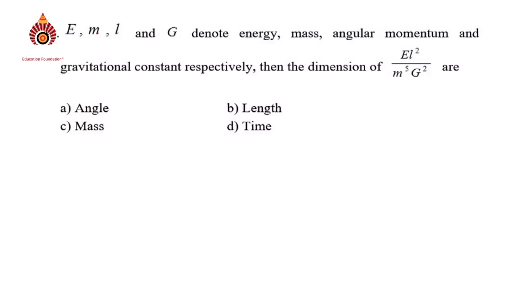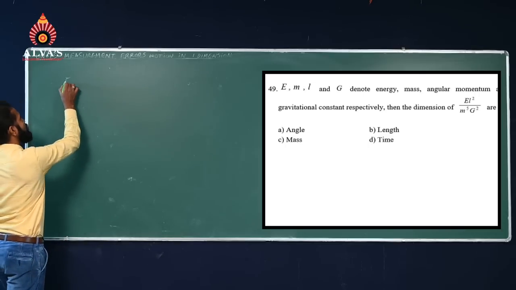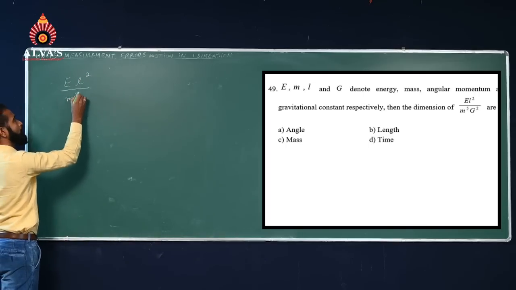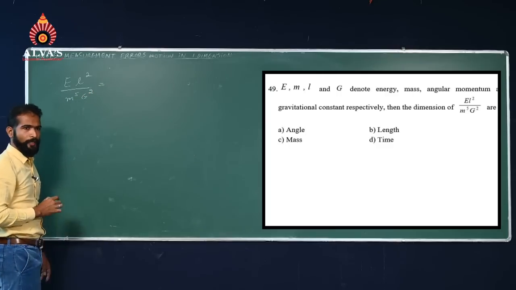Question 49. Given E, M, L and G denote energy, mass, angular momentum and gravitational constant respectively, then the dimension of E L square divided by M to the power 5 G to the power 2. So let's substitute. Given E L square divided by M to the power 5 and G to the power 2, we directly substitute the dimensions.